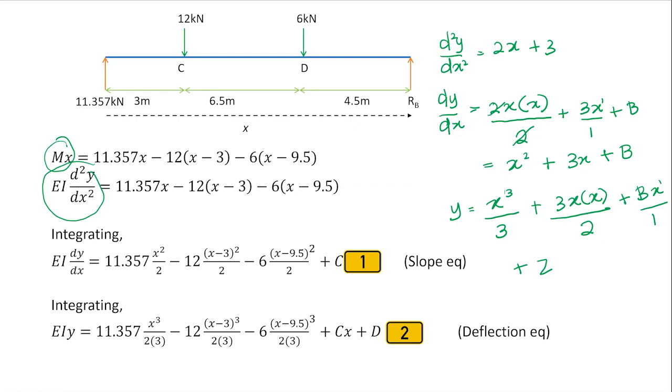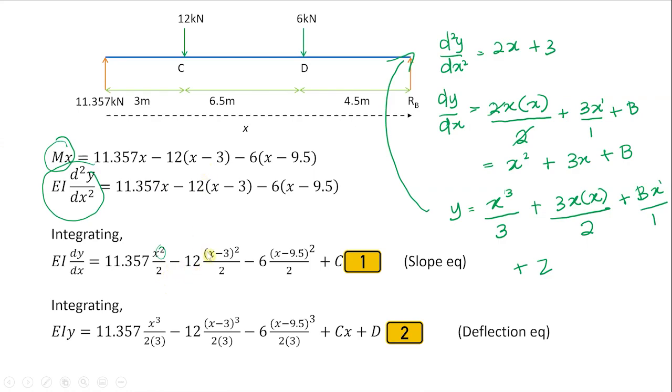Integration is the reverse of differentiation. If you have learned differentiation, it goes the other way around. So we will start integrating. This is simple integration, so you don't need to worry. Integrating EI d2y over dx squared, you can see here it has become EI dy over dx. 11.357 is the same, so x times x becomes x squared. Don't forget to put the 2 below. And then minus 12.